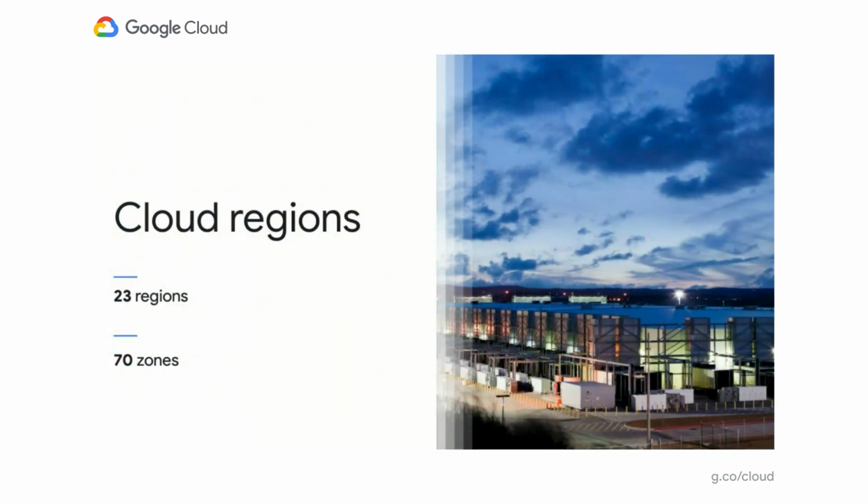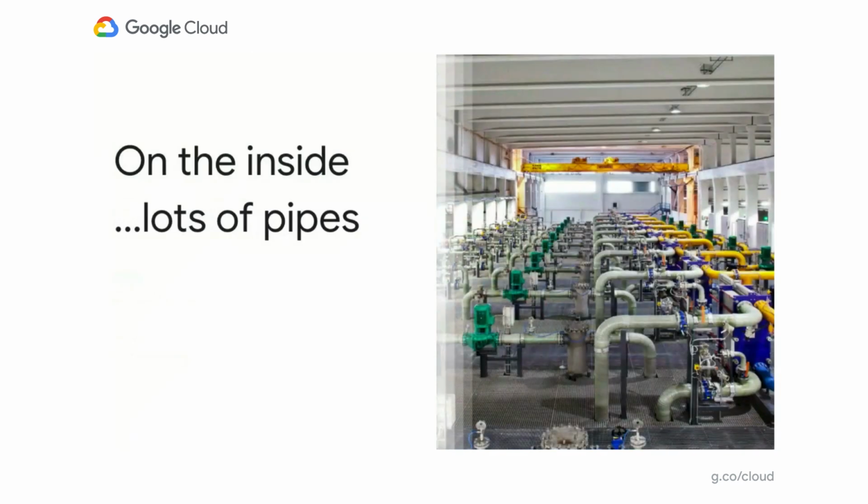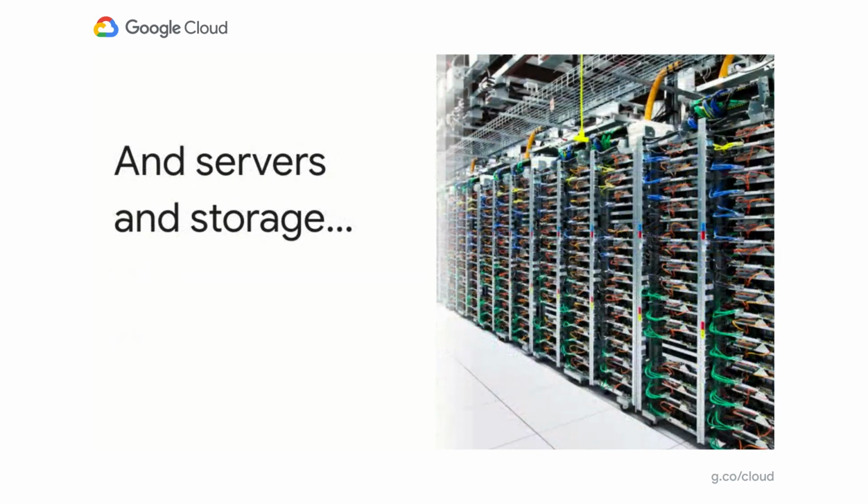So let's take a step back. What are cloud regions? With 23 regions and 70 zones working together so seamlessly, it's sometimes easy to forget they're actually mapped down to a set of groups of physical data centers. And what's in these data centers? Pipes. Lots of pipes. But actually, okay, there's a little more as well. There's also lots of servers and storage because how else are you going to compute anything?